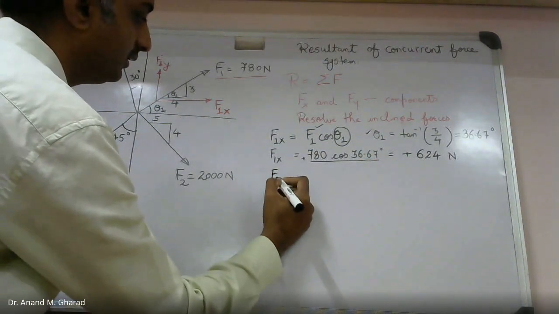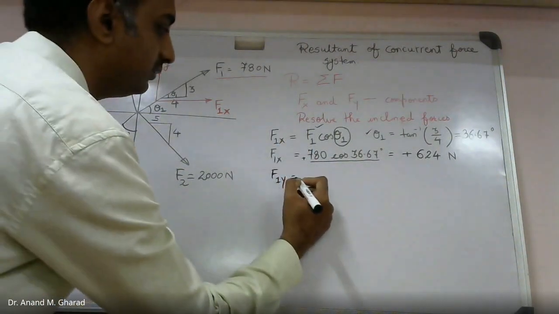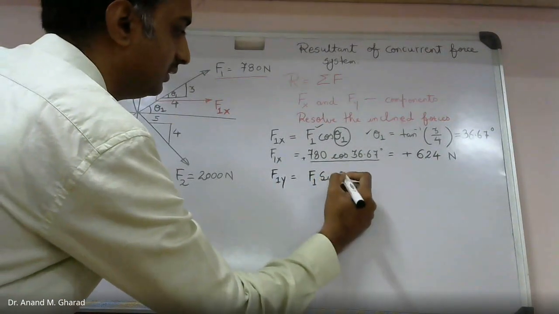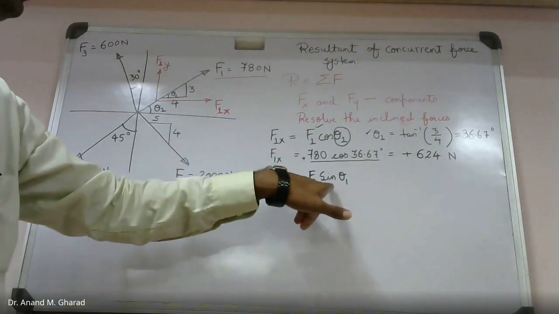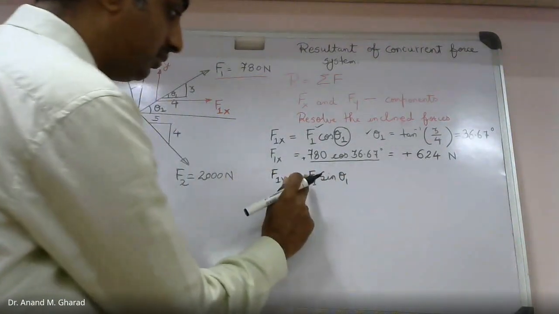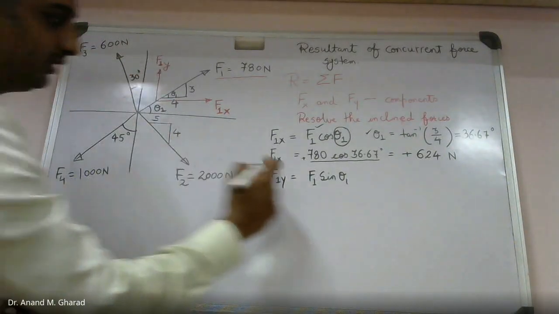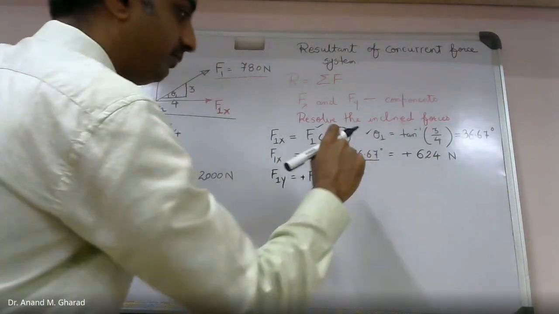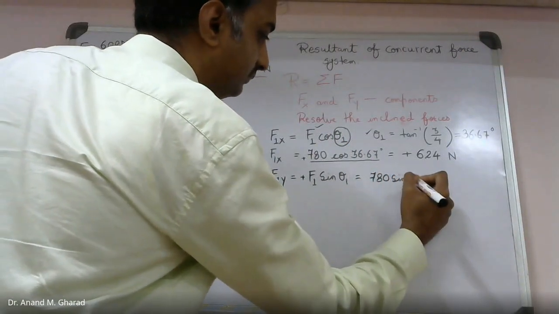Similarly, evaluate the F1y value. What should be the F1y value? F1y shall be F1 sine of theta 1. Theta 1 you have already evaluated. F1 you know. Only thing is, you are now supposed to find out the sine component. That's it. About the direction, F1y is pointing in the upward direction and therefore this shall be positive. So I will substitute the values. You find out the final value.